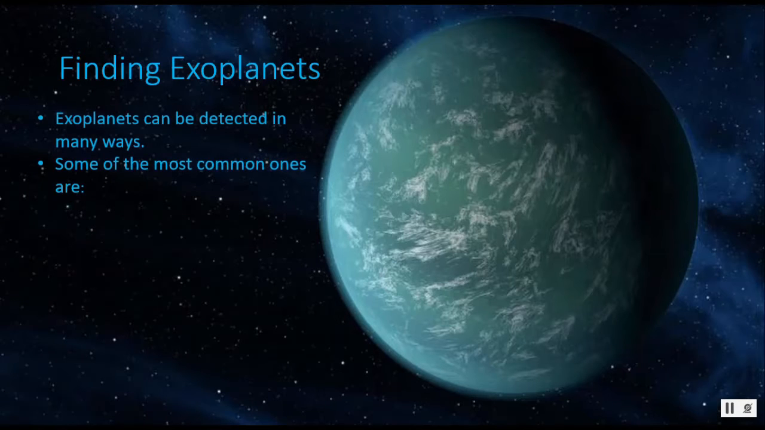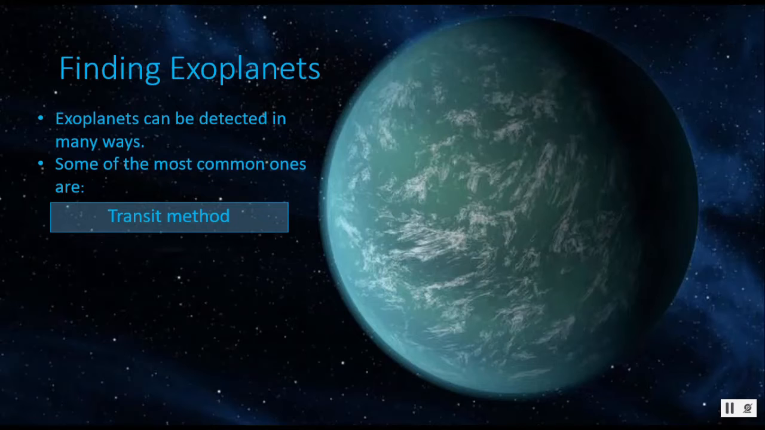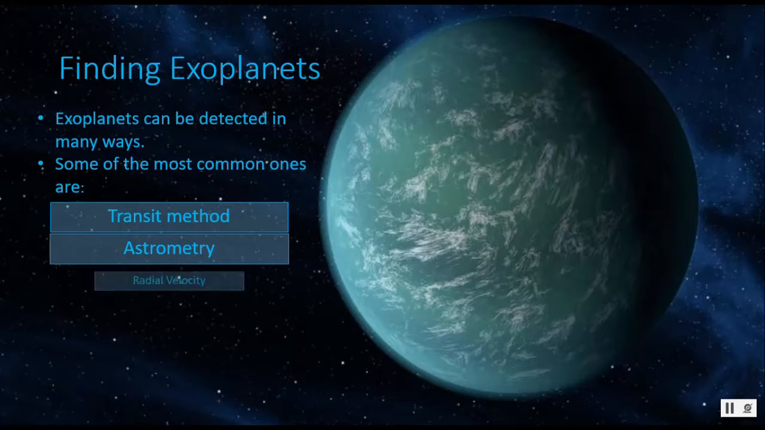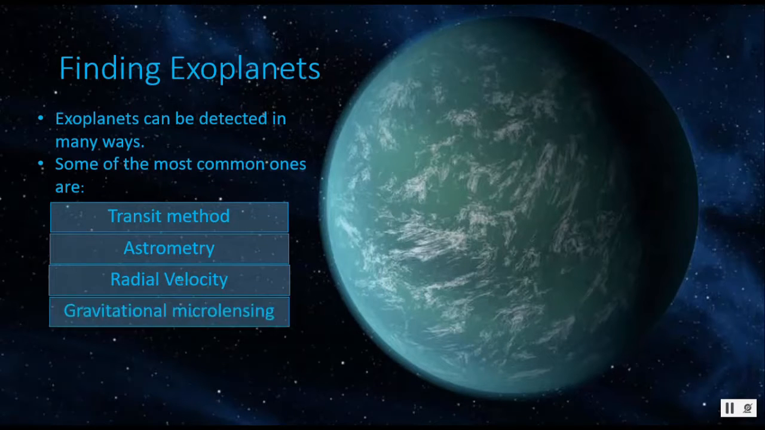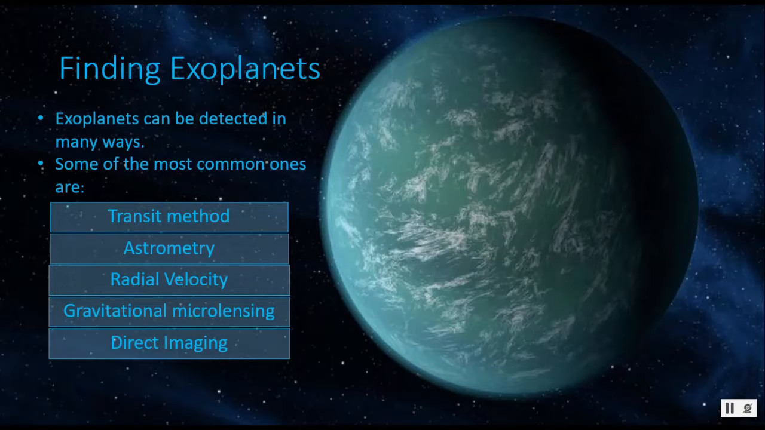Finding exoplanets. Exoplanets can be detected in many ways. Some of the most common ones are the transit method, astrometry, radial velocity, gravitational microlensing, and direct imaging.